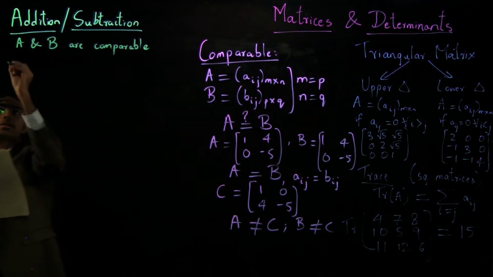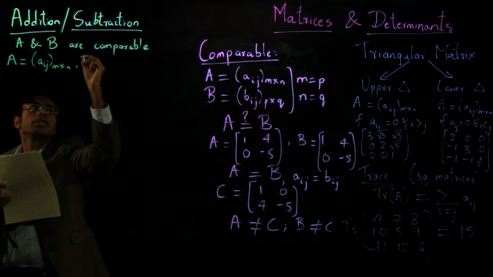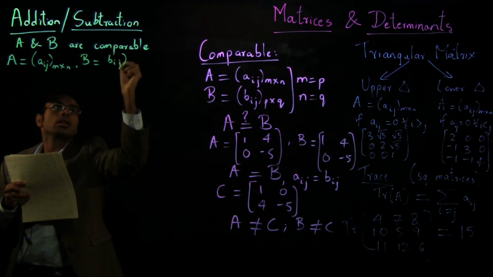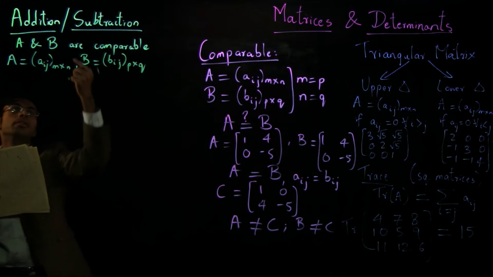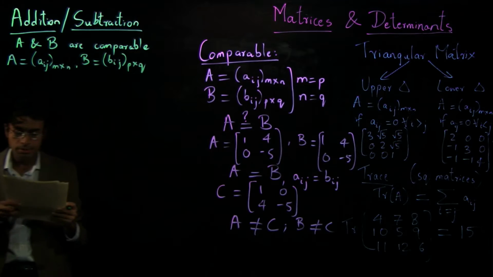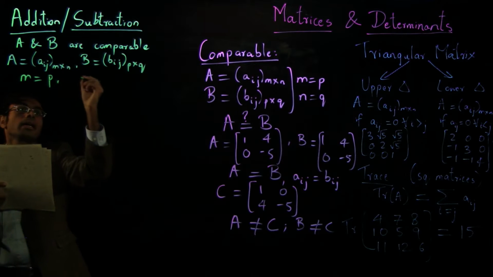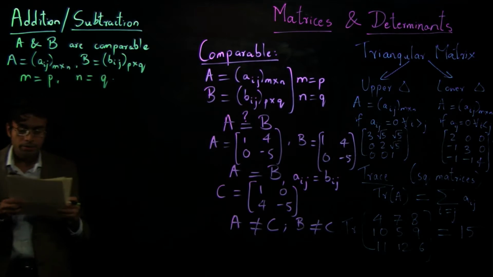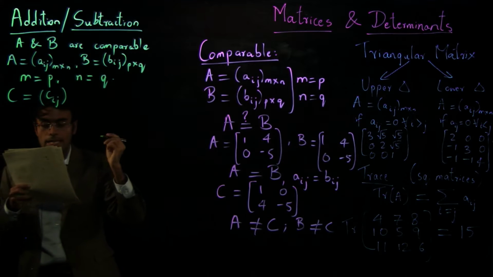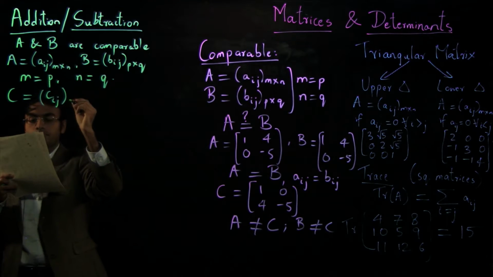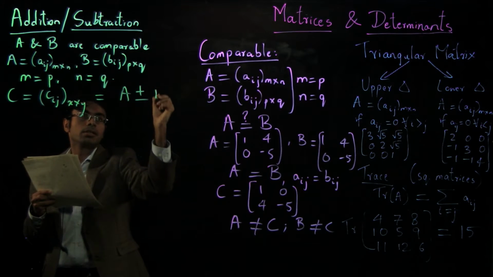Which means, again, let's take the generalized form. A equals Aij, M cross N, B equals Bij, P cross Q. Then you can define addition and subtraction on these matrices if M equals P and N equals Q. Then you can define C equals Cij, a new matrix which has dimension x cross y, as A plus or minus B.